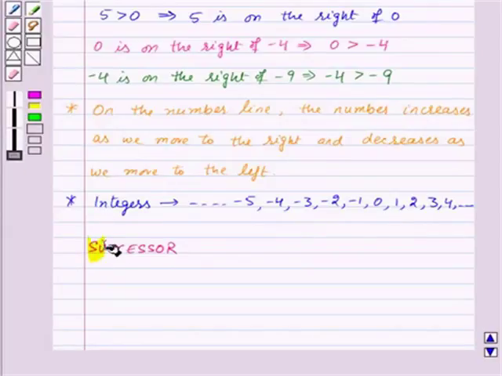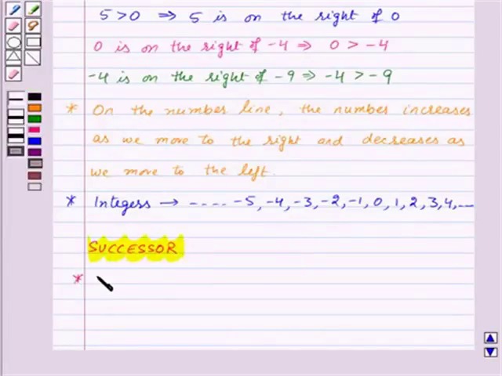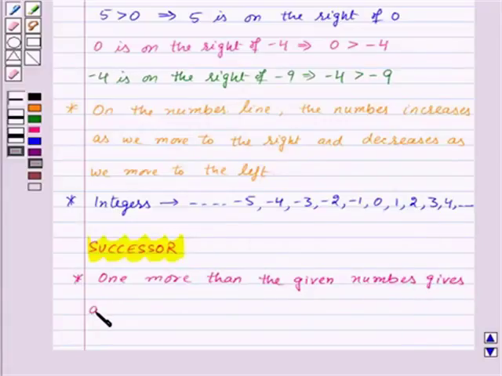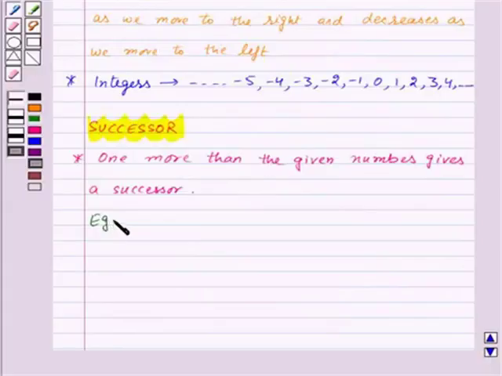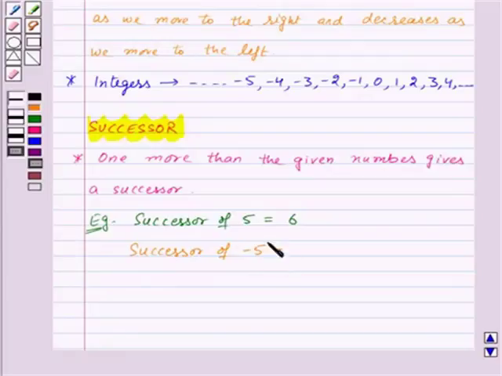Now let's see what is the successor of a number. 1 more than the given number gives a successor. For example, the successor of 5 will be equal to 1 more than 5, that is 6. Also, the successor of minus 5 will be 1 more than minus 5, and that will be minus 4.